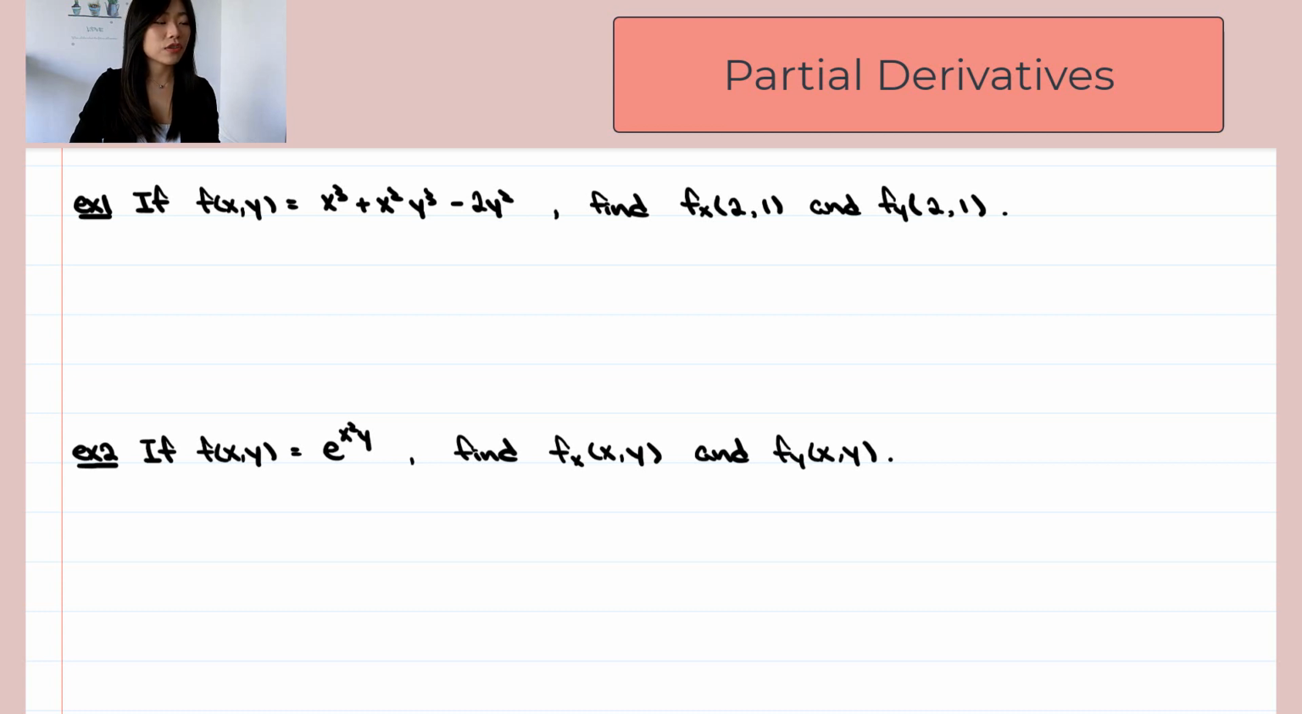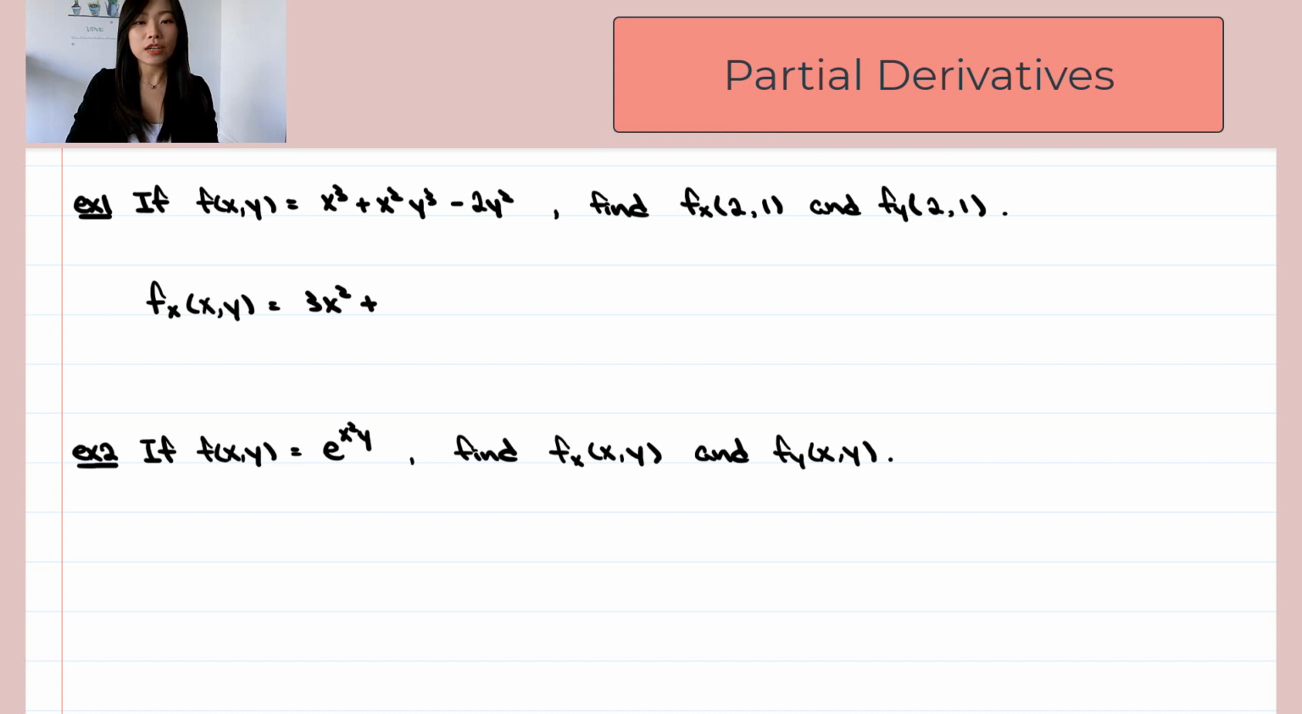Let's first find the partial derivative with respect to the two variables. The first one with respect to x. So we are going to treat y as a constant. Then the first term, derivative of x cubed, that would be 3 times x squared, then plus, the second term is x squared times y cubed. But we are going to treat y cubed as the constant.